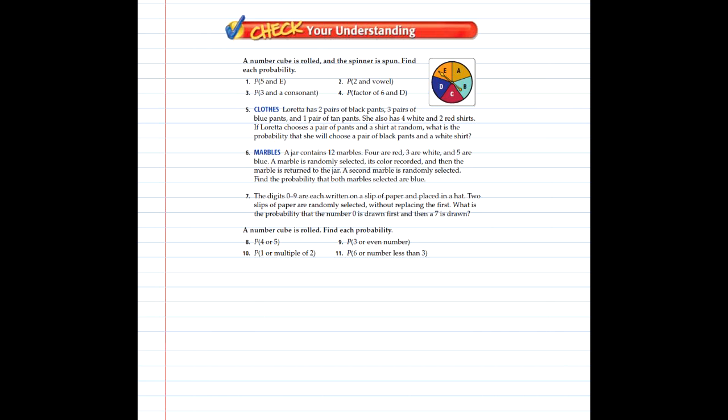Problem number 7. The digits 0 through 9 are each written on a slip of paper and placed in a hat. 2 slips of paper are randomly selected without replacing the first. What is the probability that the number 0 is drawn first and then a 7 is drawn? Well, the probability of the 0 would be 1 in 10. Because that number is not replaced, the probability of the 7 would be 1 in 9. So the probability of those two things occurring is 1 in 90.